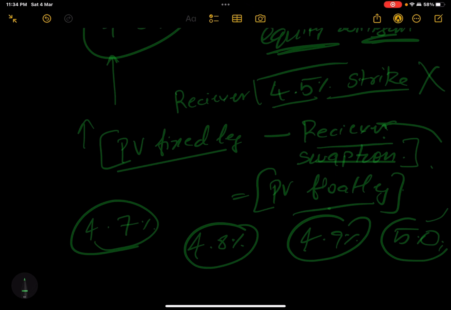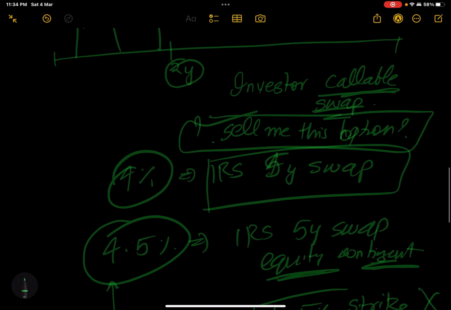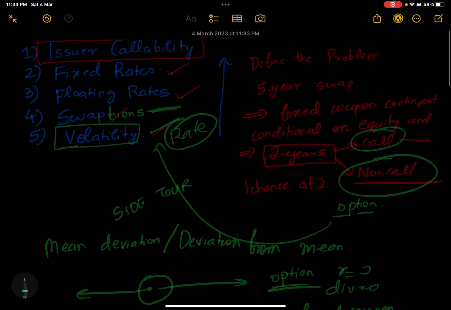Generally, if somebody is quoting me an issuer callable, I will just price the receiver at that strike and get the exact value out of it. And this I can do in Bloomberg also. So that's the issuer callability part.